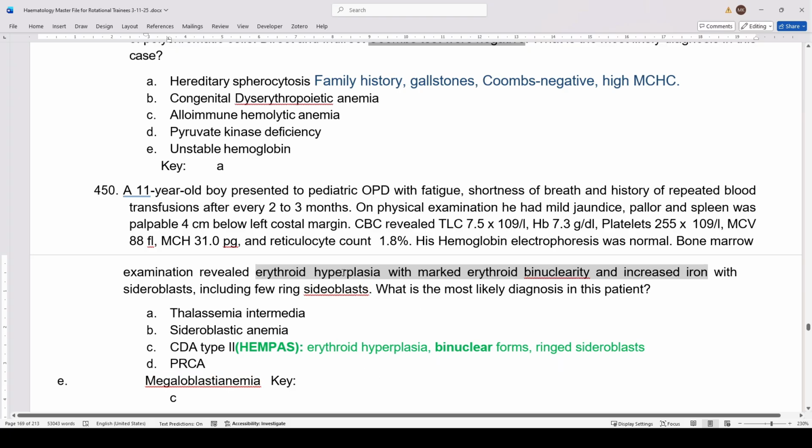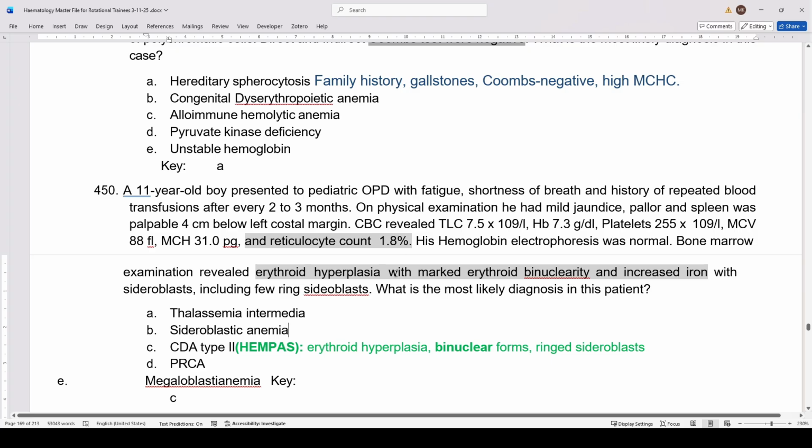There is erythroid hyperplasia but reticulocyte count is low. Reticulocyte count is low when there is ineffective erythropoiesis. There is a lot of production of cells, but those cells are not completely maturing, because after the reticulocyte stage there are mature red blood cells. If there is ineffective erythropoiesis, cells die before reaching the reticulocyte stage. That's why reticulocyte count is low whenever there is ineffective erythropoiesis.